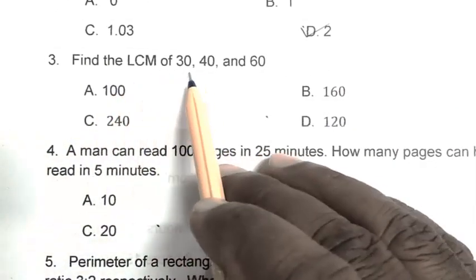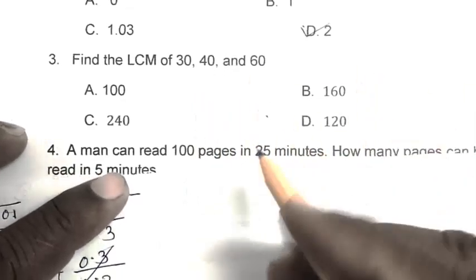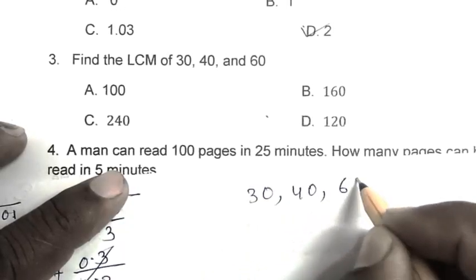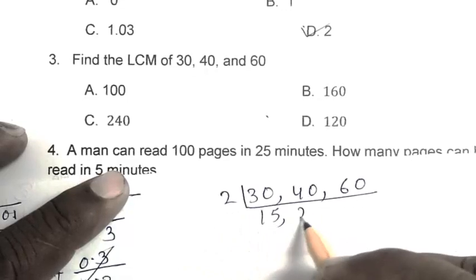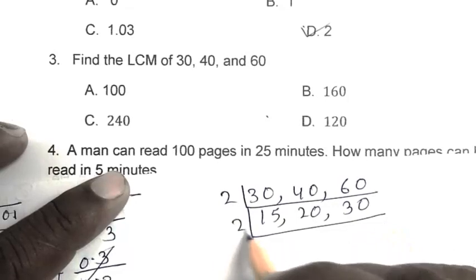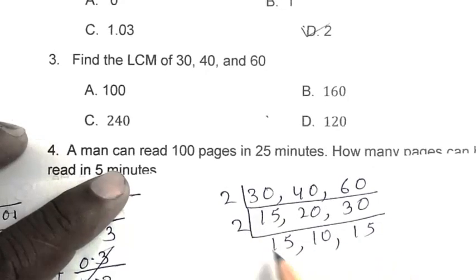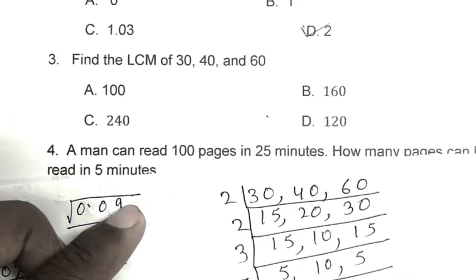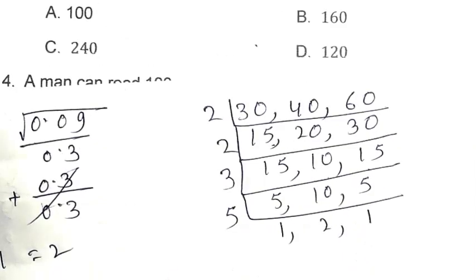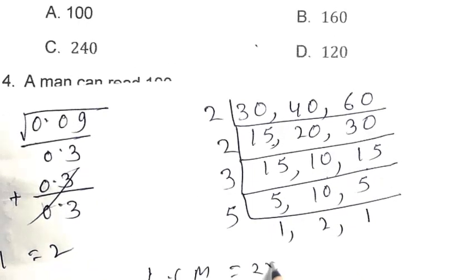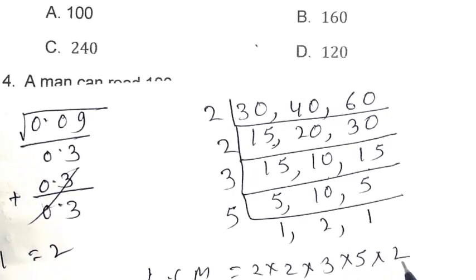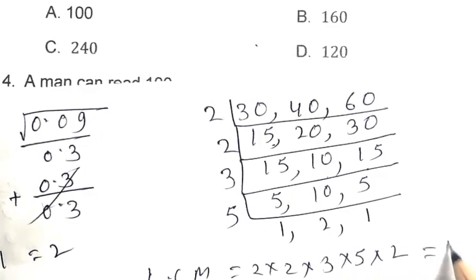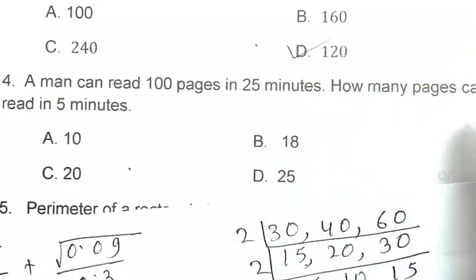Question number 3. Find the LCM of 30, 40 and 60. We simply calculate the LCM. Dividing by 2, 2, 3, 5 and 2, the LCM is 2 into 2 into 3 into 5 into 2, that is 120. So D is the right answer.